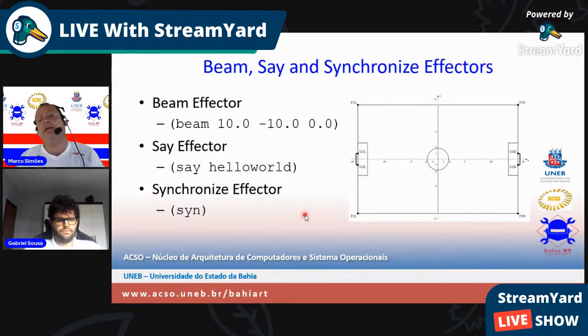You have the say effector. Although your agents cannot communicate with each other using sockets, TCP or UDP sockets, as I said before, the simulator allows, in the soccer simulation, that agents can scream something, like a human player would scream something for their teammate during a soccer match. So for this, they use a say effector, that is say and a string. These messages are not a point-to-point message, an agent-to-agent message, it is a broadcast.